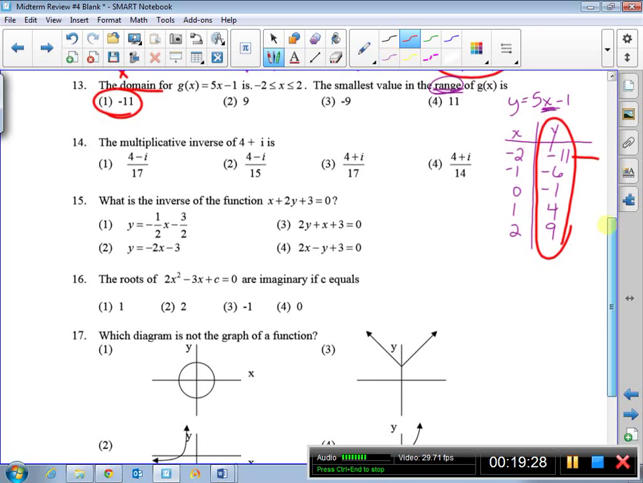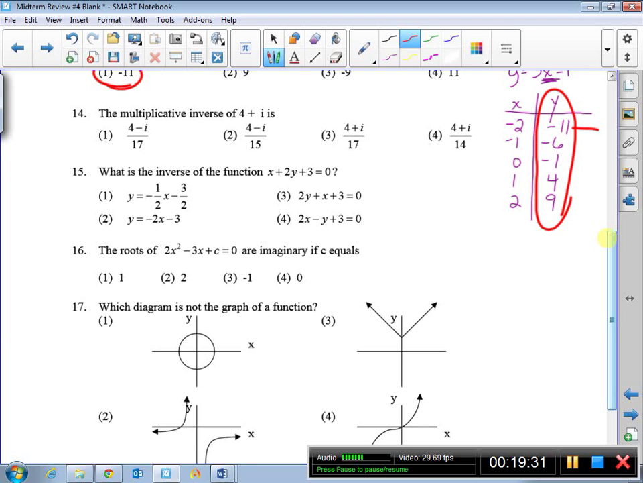Number 14, the multiplicative inverse of 4 plus i. A multiplicative inverse of anything like a is 1 over whatever it is. So the multiplicative inverse of 4 plus i is 1 over 4 plus i. And here we are again, needing one. If you said conjugate, you were right. We need another conjugate, this time for i.